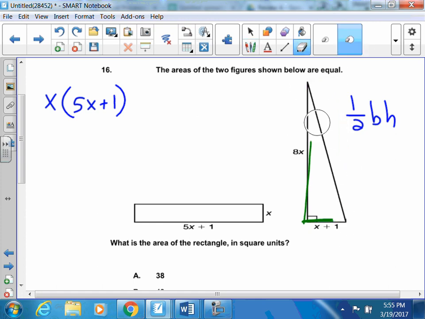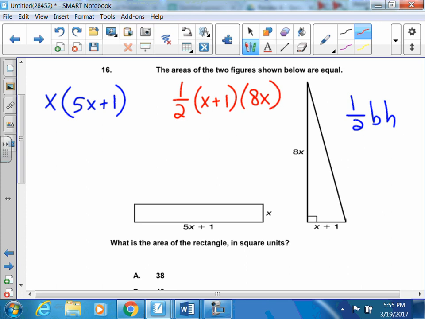So let's set that up, and that will represent the area. So that's going to be 1/2. Base of the triangle is x plus 1, and the height is 8x. So this represents the area of the triangle. And then here we have the area of the rectangle. And they have to equal each other. So if we solve for x in this case, then we can plug it back in to actually figure out what the area of the rectangle is. So let's go ahead and solve for x.